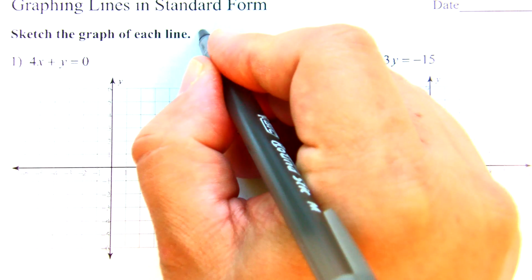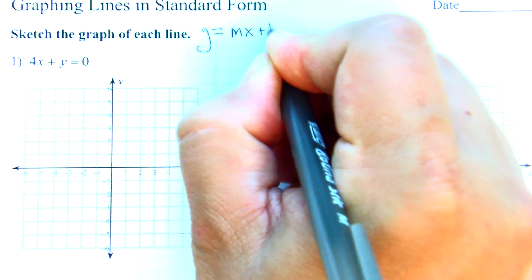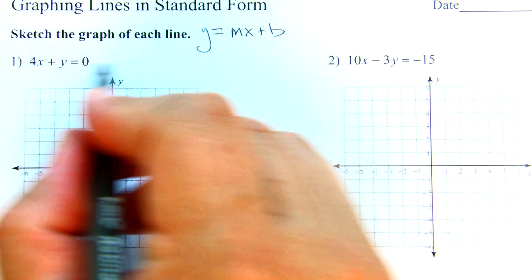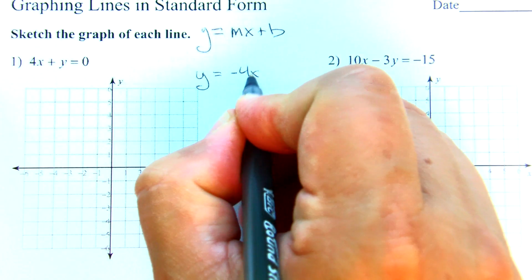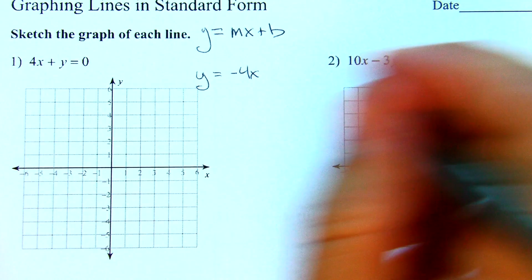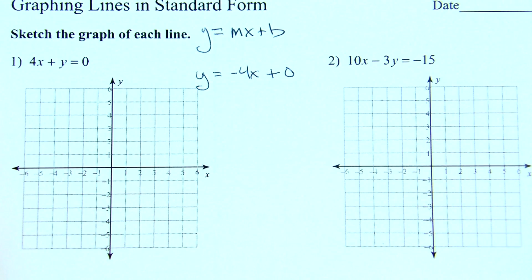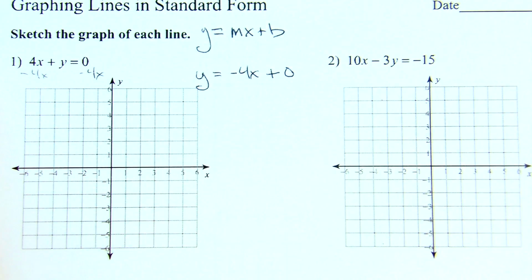Now we want to get it into slope-intercept form, which is y equals mx plus b. So what we'll do is just get y by itself. That's going to be y equals negative 4x, and you can say plus 0 if you want, or not. I'll write that just so it looks like mx plus b. So all I did was subtract 4x from both sides.